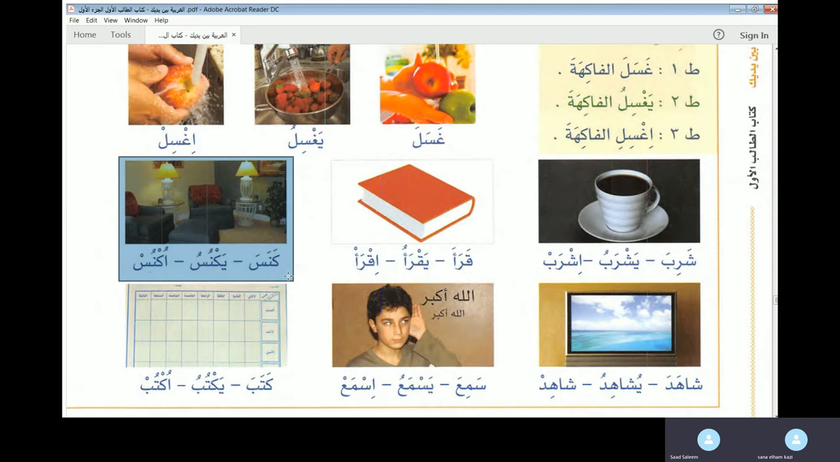Whenever there is a sukun and alif lam, it basically becomes kasra. Yes.